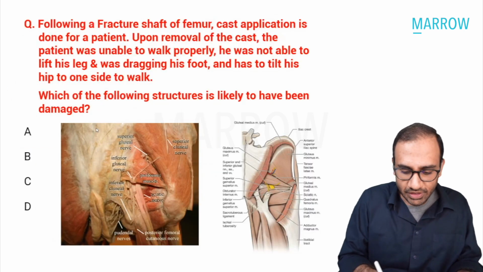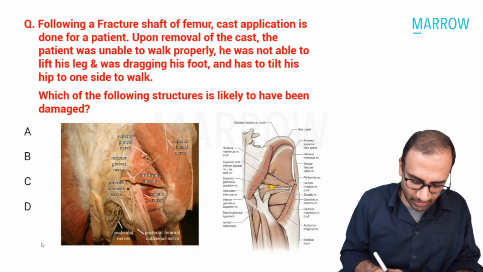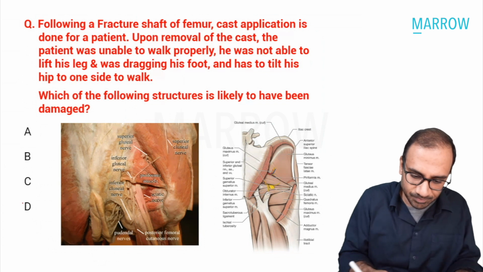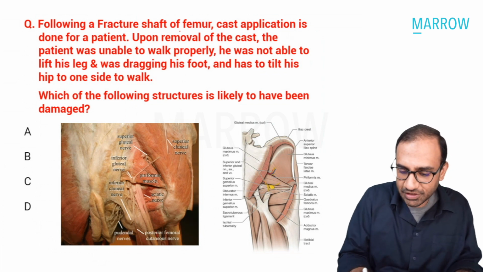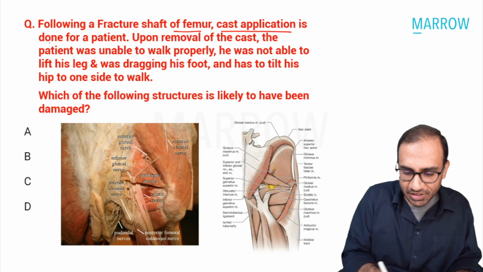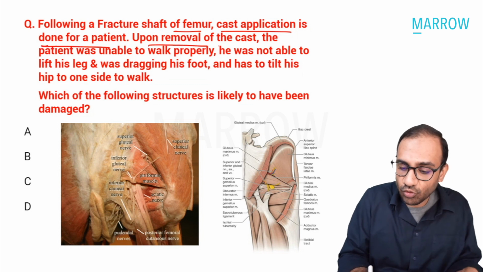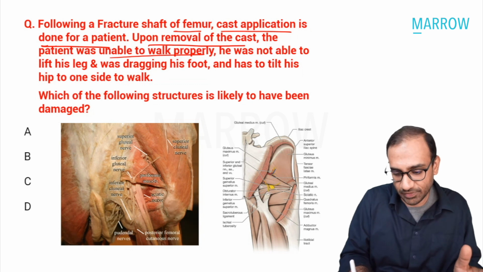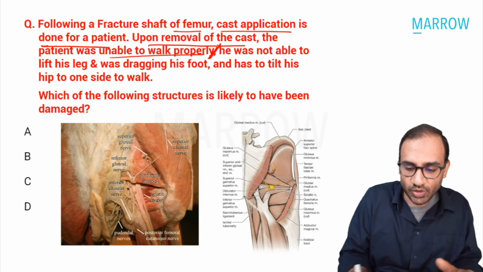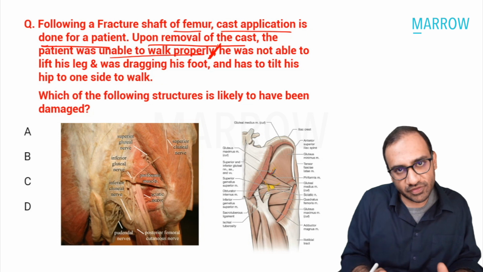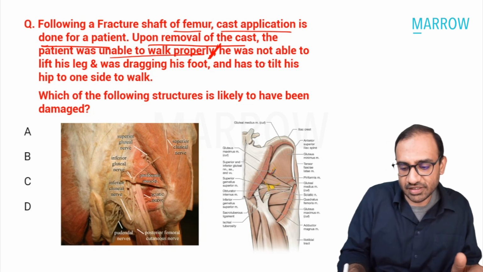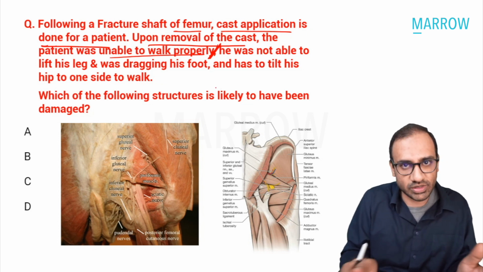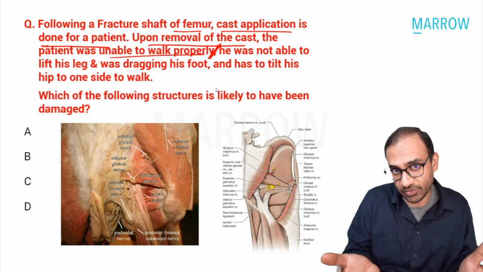Now, there was a question here which had an image, and the image was basically labeled. The question was something like: following a fracture shaft of femur, cast application is done for a patient. Upon removal of the cast, the patient was unable to walk properly. So far, the question was the same. Now, there is a controversy here. Some students were saying the description of the gait after this was a little different. So we'll discuss both the variants.